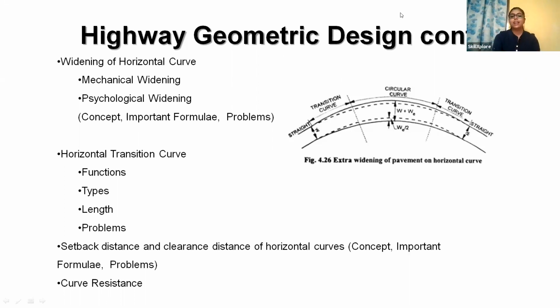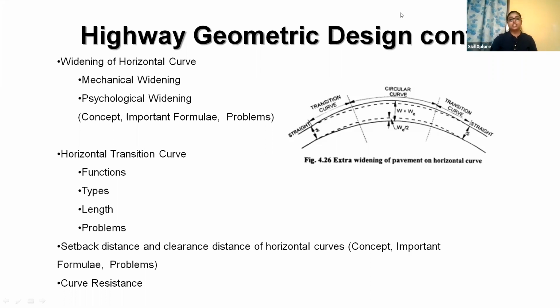In psychological widening, for extra safety, drivers have a tendency to move to one edge while encountering a curve. In that case also, there is a possibility that one wheel may go out of the pavement width, so a widening is required. That is psychological widening. So there are two formulas, for mechanical and psychological widening, and how the problems will be coming in these areas will also be discussed in our sessions. So the concept, important formula and problems here as well.